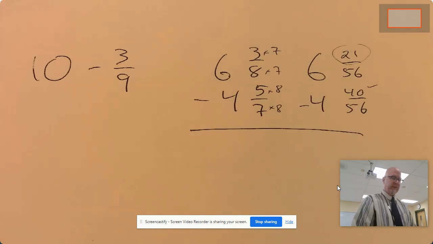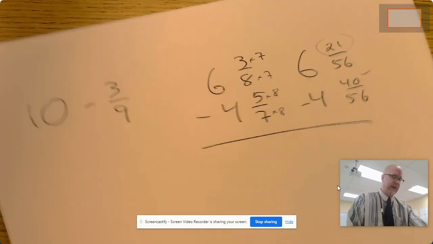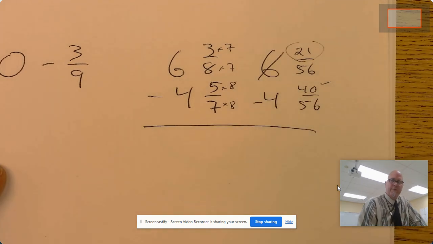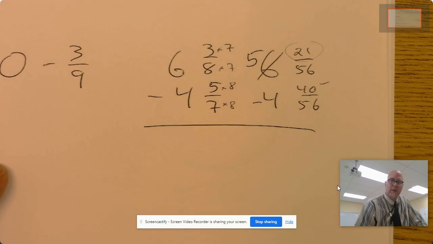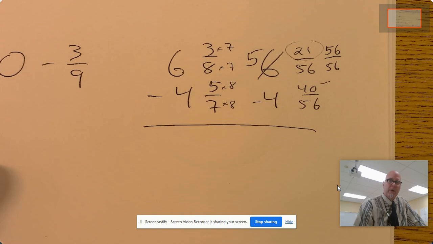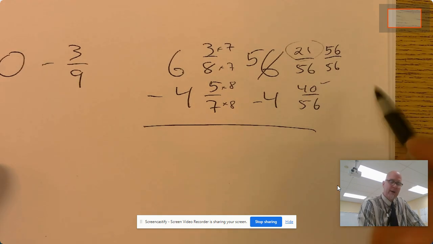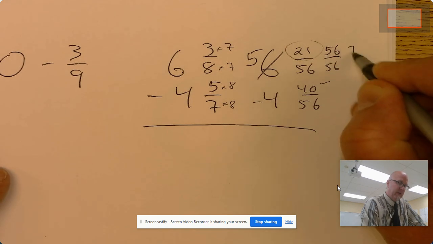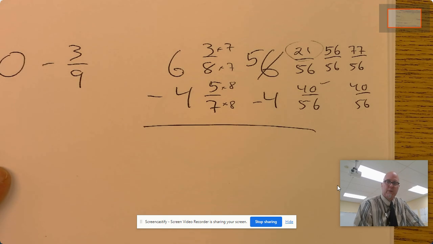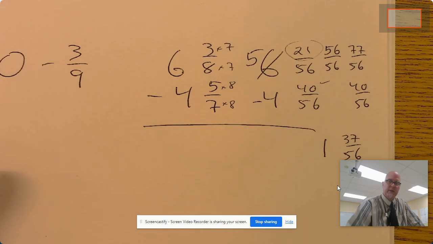And so there are occasions that this works out or goes in this direction that you have to figure out what to do because of that. So what you're going to do in this situation is what we call borrow from the 6 and make it a 5. And then you could actually add 56 to that, because when you borrow one whole away from the 6 to make it a 5, you're adding a whole amount, which is your 56. Now that turns into 77 over 56, which you can certainly subtract 40 from. And you will end up with 1 and 37/56.